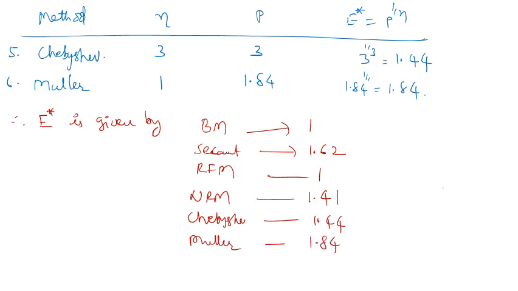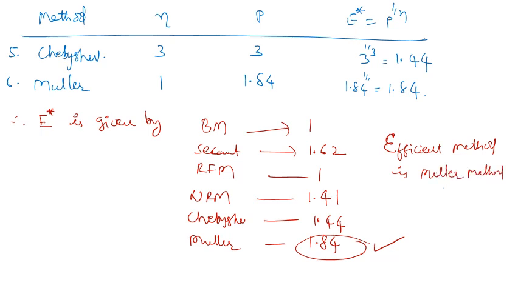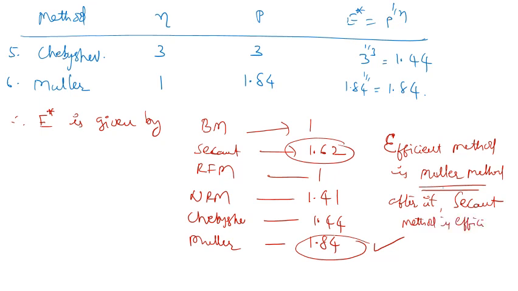So which method is most efficient? This one. So the most efficient method is 1.84, that is the Muller method. Muller method is first. After it, what is the next highest one? 1.62, secant method. So convergence is different from efficiency of the method.